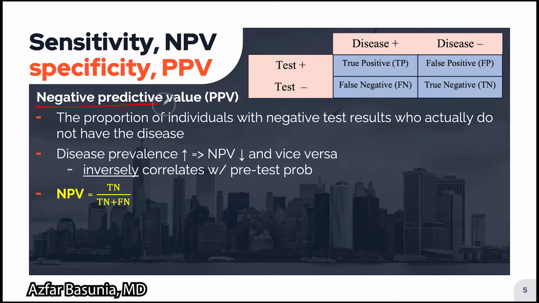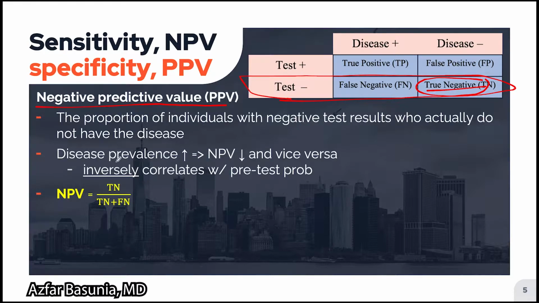The negative predictive value of a diagnostic test refers to the proportion of individuals who test negative for the disease who actually do not have the disease. And thus, it is calculated by taking the true negatives and dividing it by the number of individuals who test negative for the disease, that is the false negatives plus the true negatives.